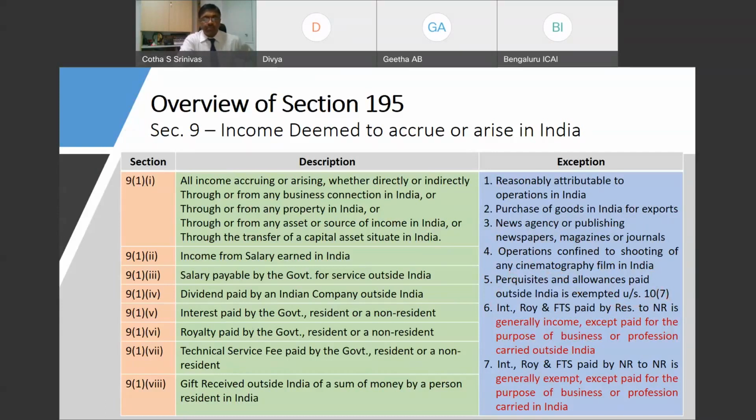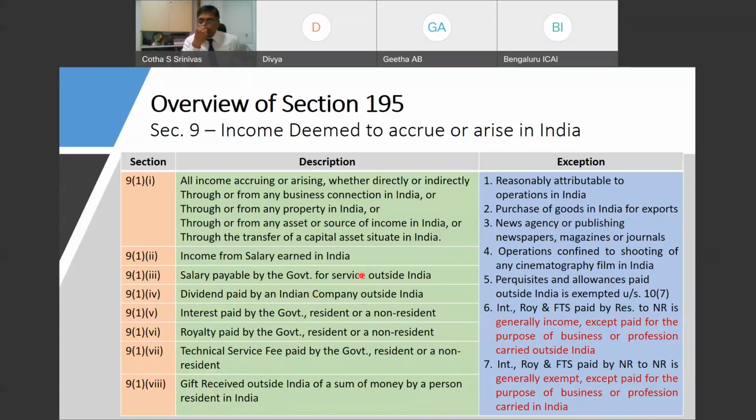So this applies to this particular section, subsection 9(1)(iii), where I said salary payable by government for service outside India. So in case of an embassy, where there will be an ambassador or staff working there, any salary payment made by the government of India to those people will be considered as income deemed to accrue or arise in India, and they will be subject to taxation in India.